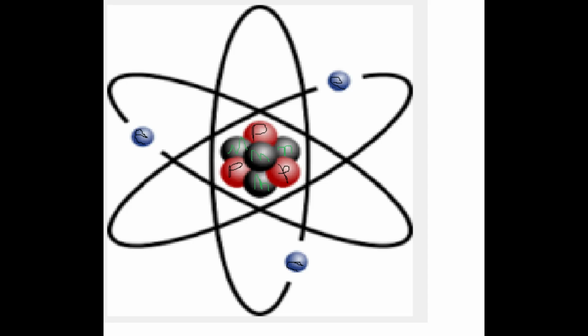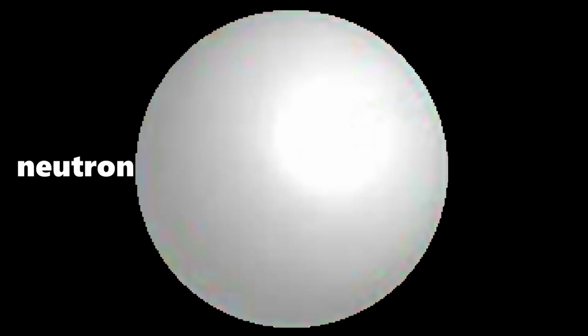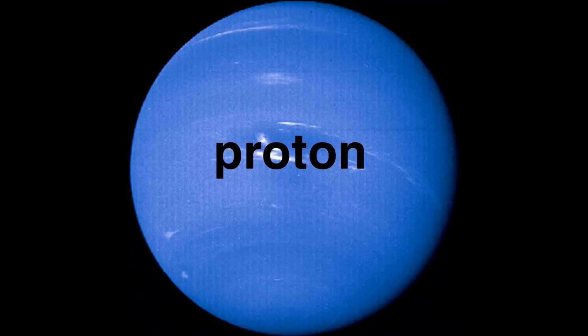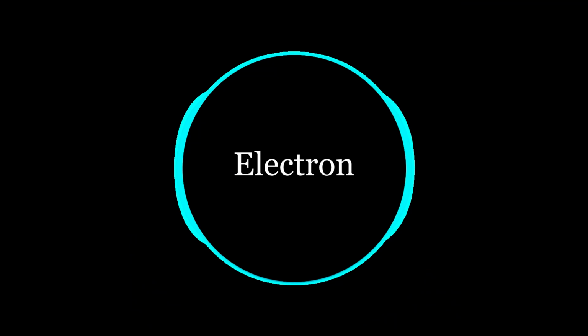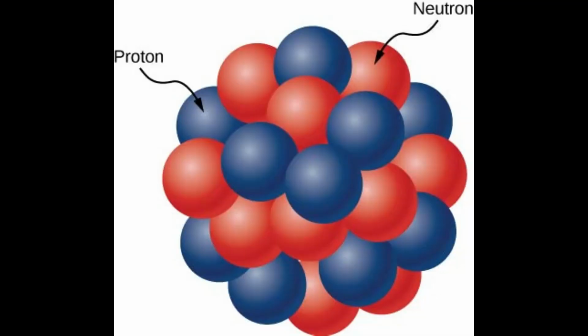All atoms are made of three primary particles. These particles are the neutron, the proton, and the electron. How do these fit together in the atom? Well, in the nucleus, or center of the atom, are grouped neutrons and protons. These create a dense center of an atom, and this is where most of the energy is held.